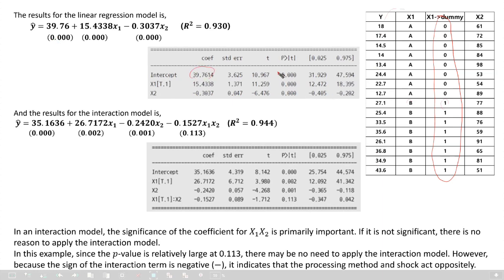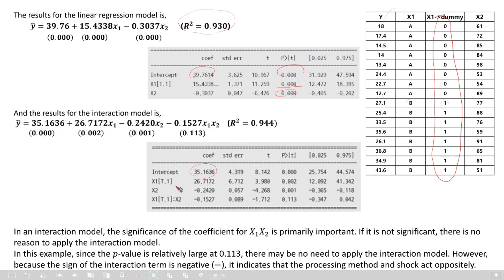The intercept estimate is 39.7614, with a p-value of 0, a very small value. Beta 1 hat is 15.4338, with a very small p-value. Beta 2 hat is minus 3.037, with a very small p-value. R square is 0.930, pretty high. And this is the result of the interaction model.